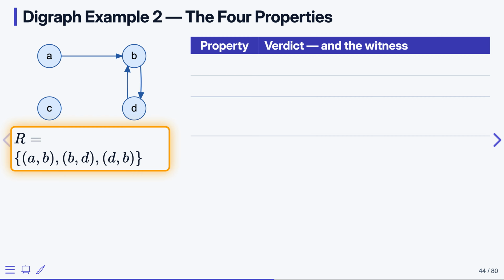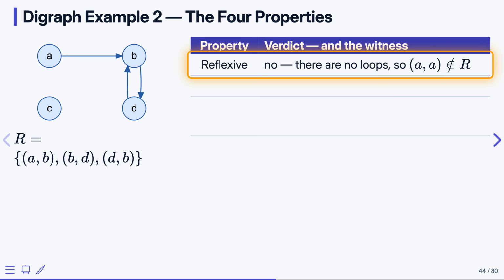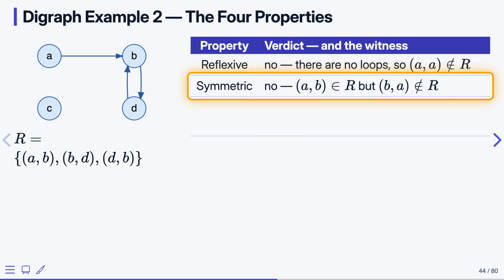Remember that because it settles the first property straight away. Now the 4 checks for this graph. Is it reflexive? No, there are no loops at all, so the pair AA is missing. Is it symmetric? No. There is an arrow from A to B, but no arrow from B back to A, so the pair BA is our witness.